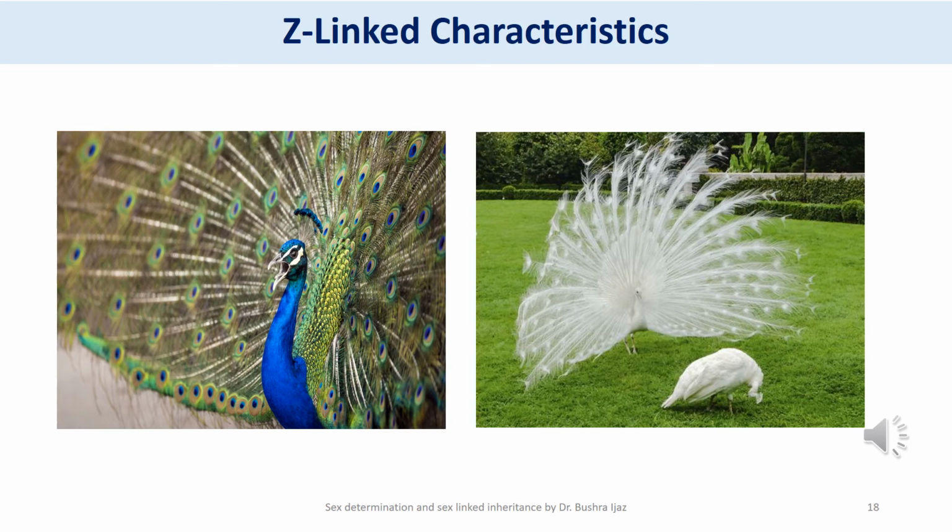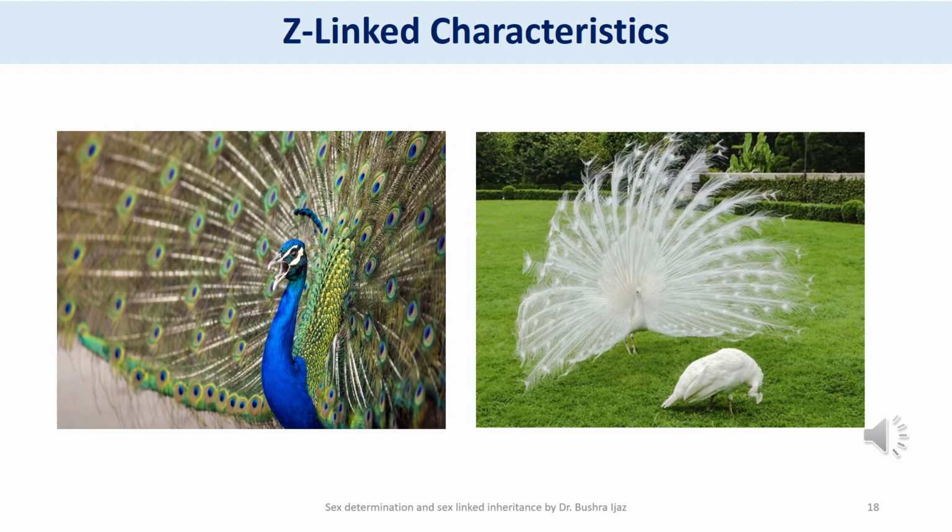Now let's look at the Z-linked characteristics. As we have discussed previously, in organisms which have this ZZ and ZW sex determination system, the males are homogametic, which means they produce only one type of gametes, both of them containing the Z chromosome, and the females are heterogametic, which means that they produce two types of eggs, one containing the Z and the other containing the W chromosome.